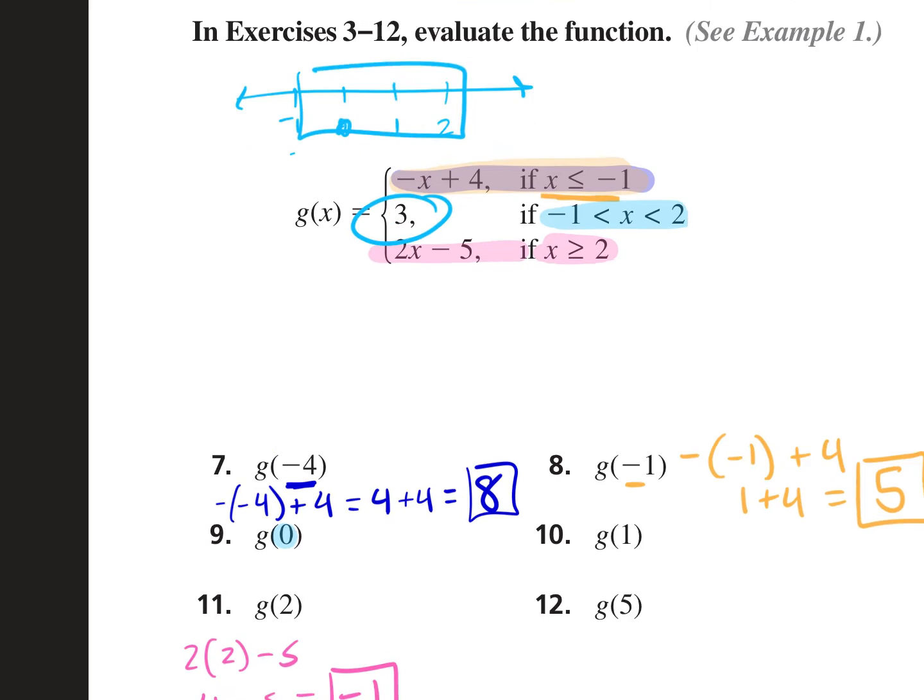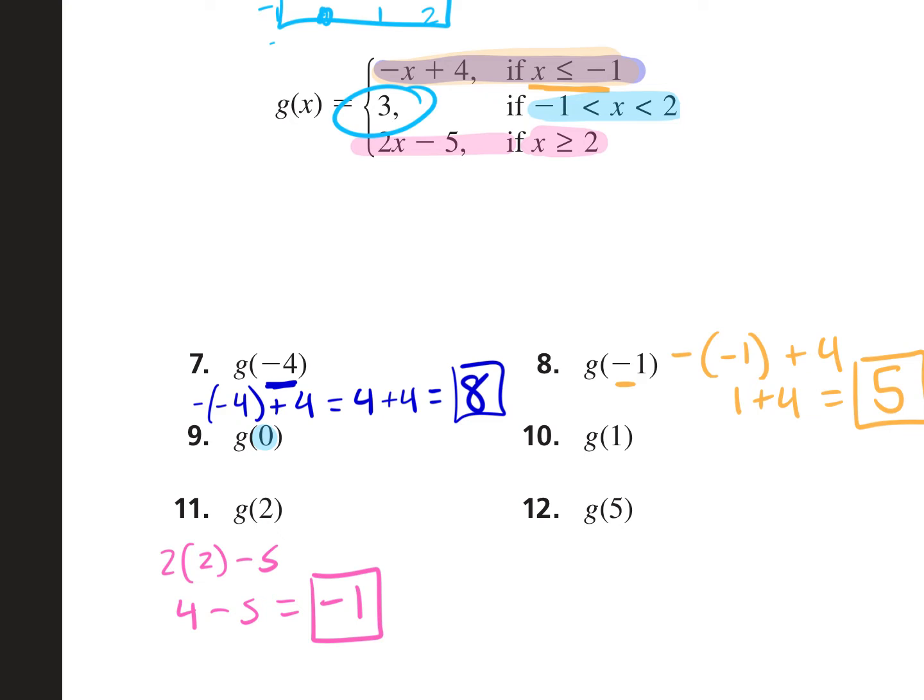So what would our answer be? 3. I don't have anywhere to plug in 0 because it's just y is equal to 3. This g of x is a fancy way of saying y. So no matter what value it is in between negative 1 and 2, it will always just be 3.